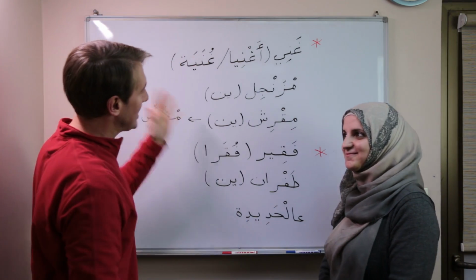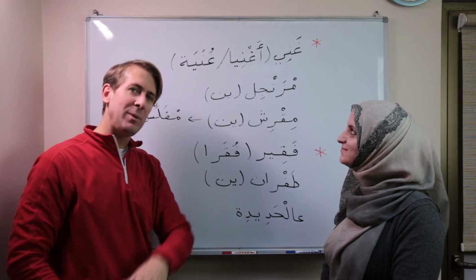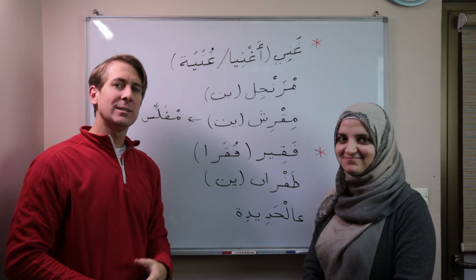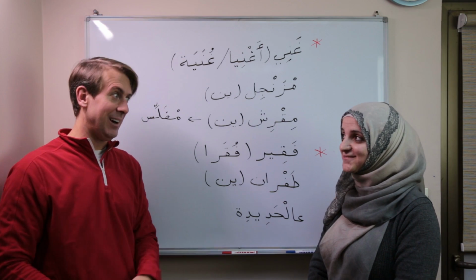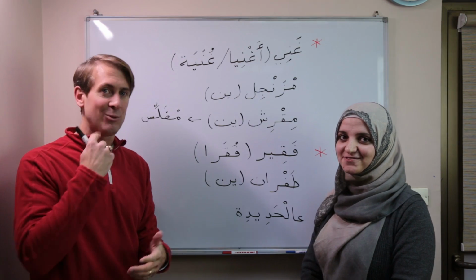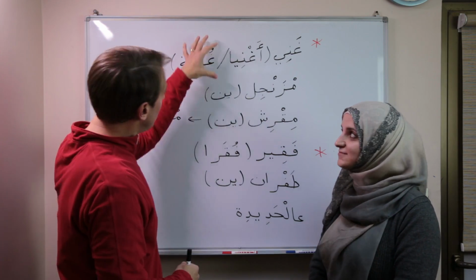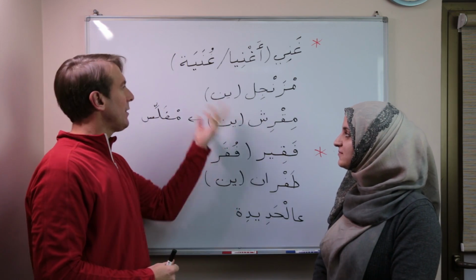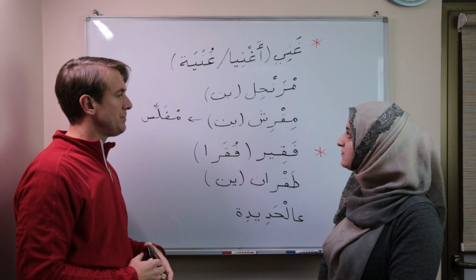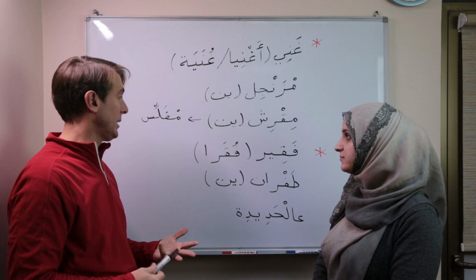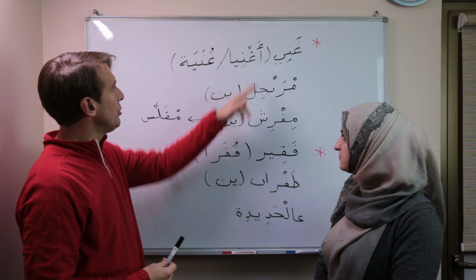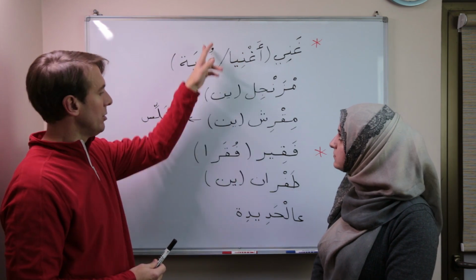So we have a great little lesson here for you on how to describe people, rich or poor. There are maybe 10, 15, 20 other words, but these are the most used. And wouldn't you say they're used a lot in other countries as well? Maybe Lebanon, Syria, Palestine. I know these are used everywhere across the Arab world.